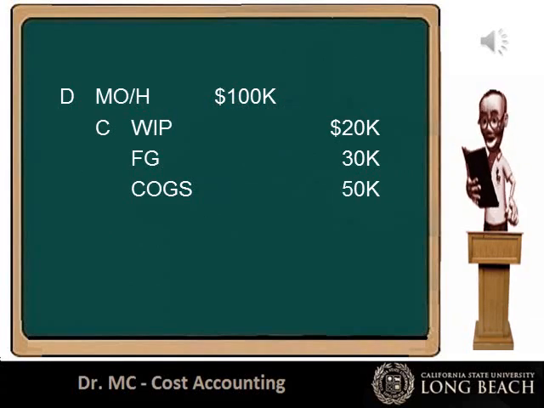You would create your journal entry by first debiting the manufacturing overhead account for $100,000 in order to zero out that account. You would then complete the journal entry by crediting the three accounts for the amounts that you just calculated.